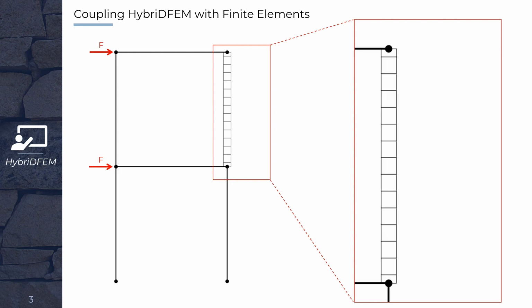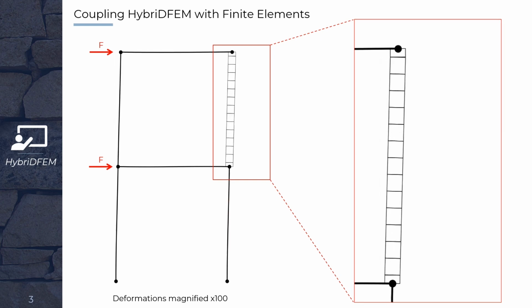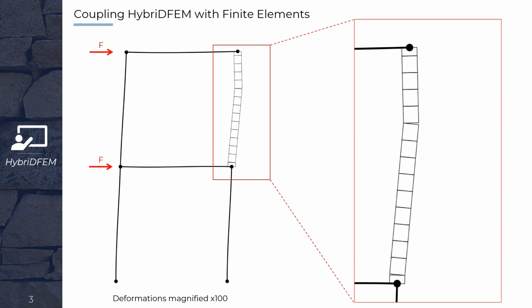Modeling the whole building only with discrete elements would result in a high computational demand and an unnecessary level of detail in a large part of the structure. With HybriDFEM, we can model the masonry wall with discrete blocks while modeling the rest of the building with finite elements to account for its deformability. By doing so, we can capture complex out-of-plane behavior, such as this crack traveling downwards in the masonry wall as the applied force increases.